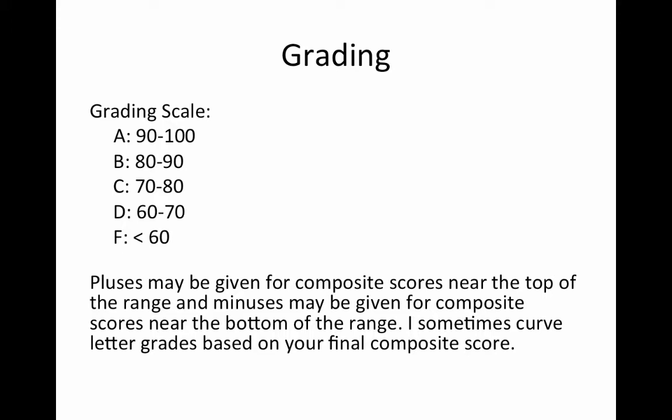Grading scale for the class is similar to what it is most of the time at UT. I'll give pluses for good composite scores near the top of the range, minuses for stuff near the bottom. I don't give A minuses in this course. I do in 102, but I don't here. So if you get a 90, you will get an A. Conversely, because of that, don't expect mercy when you get an 89.85 and you ask me to bump you up to an A. You won't get it because that's a pretty broad range for an A.